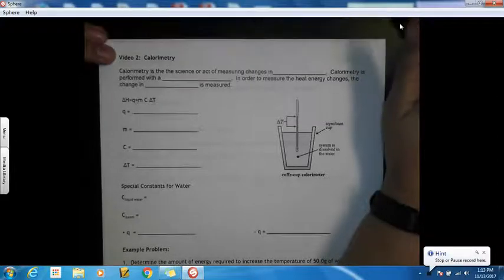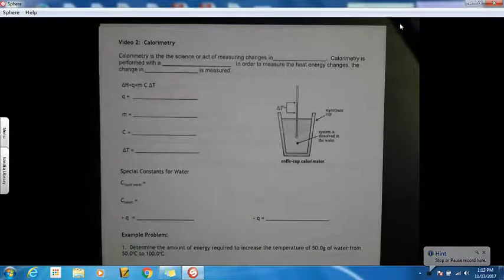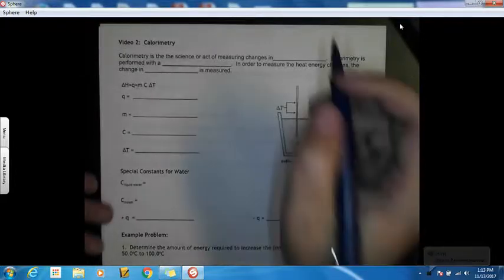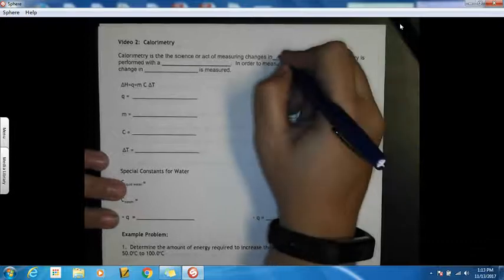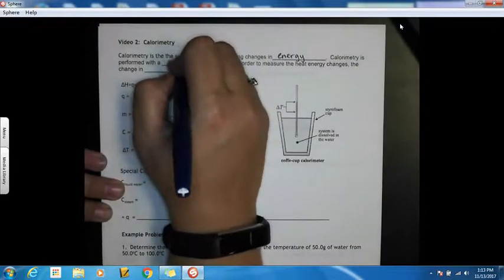Today we're going to learn about calorimetry. Calorimetry is the science or act of measuring changes in energy. Calorimetry is performed with a calorimeter.